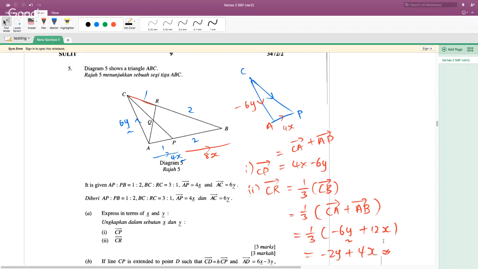All right, so the next thing is, can you explain the ratio BC ratio RC? Okay, let me just draw it out. BC ratio RC. So this is B, this is R, this is C. Just assume they are the same. The question tells you BC ratio RC is equal to 3:1.